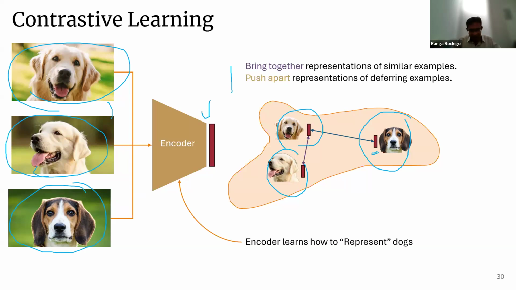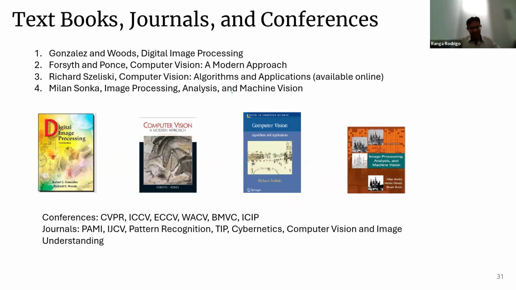Okay. This encodes how to represent a dog. So that's why these kinds of things are called representation learning. Okay, then someone asked about books.